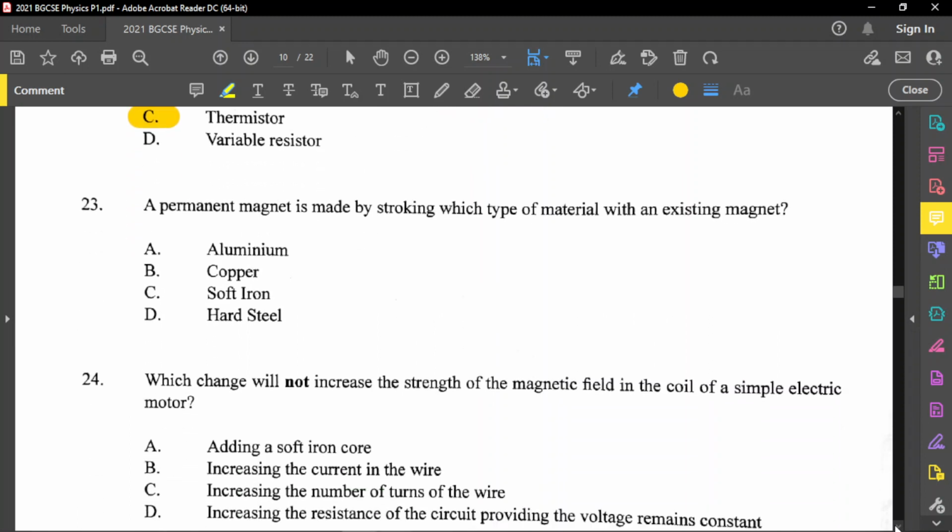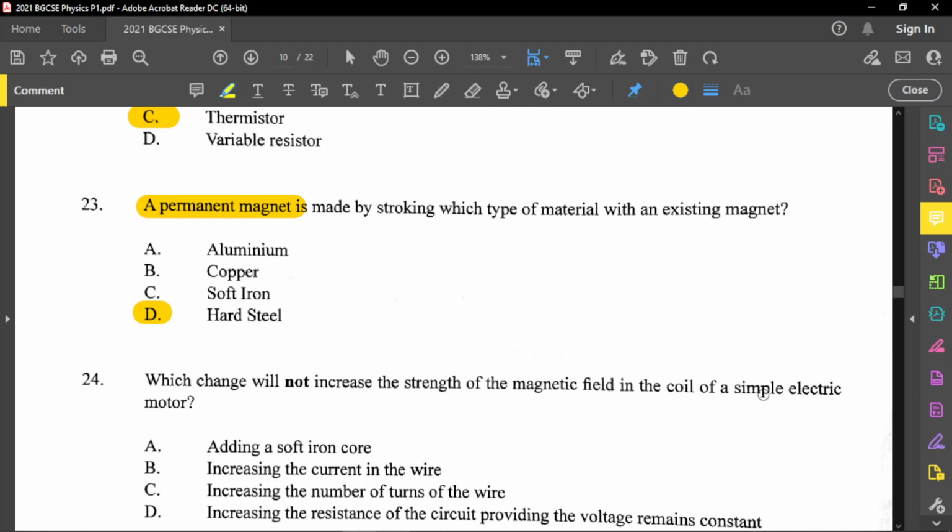Now, question number 23 said a permanent magnet is made by stroking which type of material with an existing magnet. And so here now we have soft iron. All right. A soft iron, no, because soft iron will form temporary magnets, I should say. We're looking here for which can form a permanent magnet. Okay, so a permanent magnet is not soft iron. Soft iron forms temporary magnets, or what they call electromagnets. Copper and aluminum will not form magnets at all. So a permanent magnet is made by hard steel. All right, so temporary magnets or electromagnets are made by soft iron. So yeah, D will have to be your answer there.